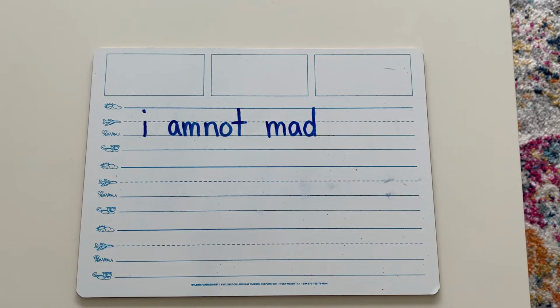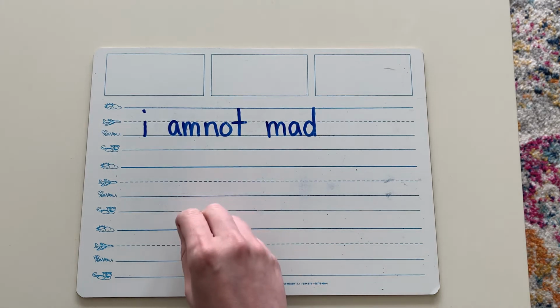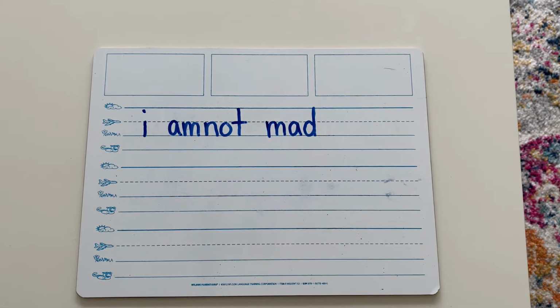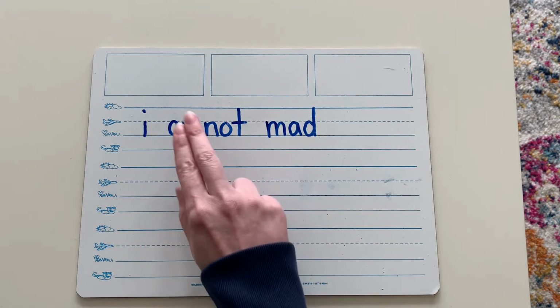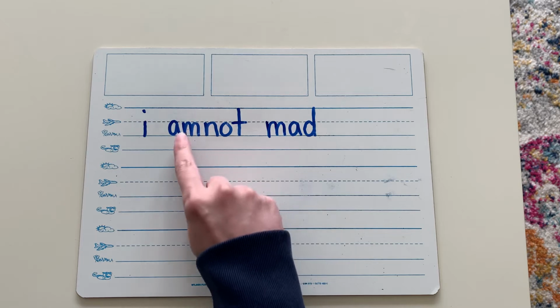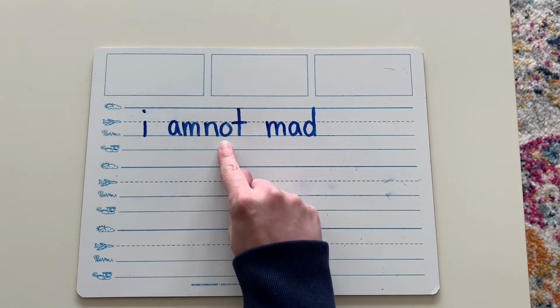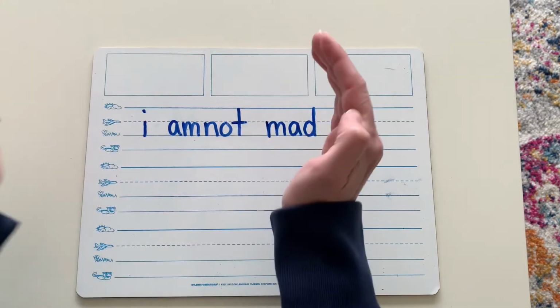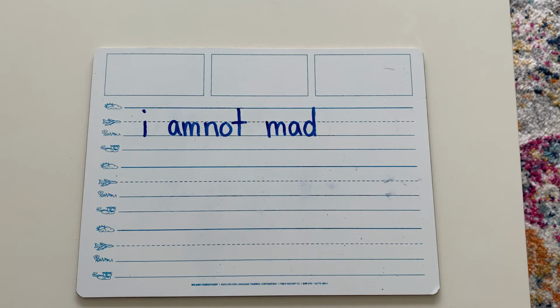Okay. Now, there's definitely something wrong, because some of you might not even be able to tell what's going on right here. And I'm going to tell you why. Because what my sentence is supposed to say is, I am not mad. But I do not have a finger space between the word am and the word not. It looks like just one big word smushed together. And how is a person supposed to read it like that? We have to put spaces between our words so it's easier to read.